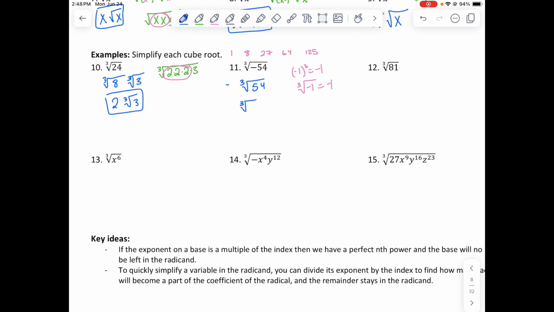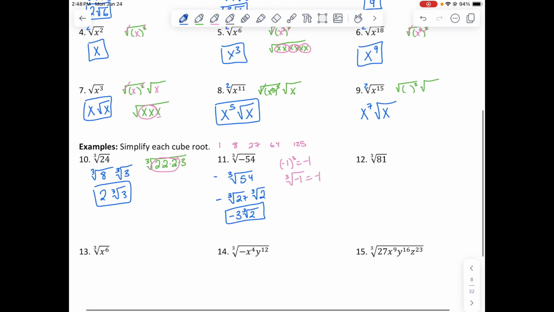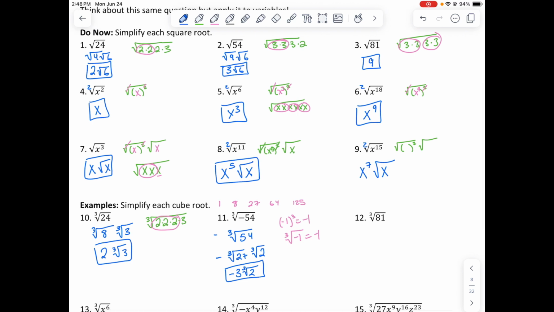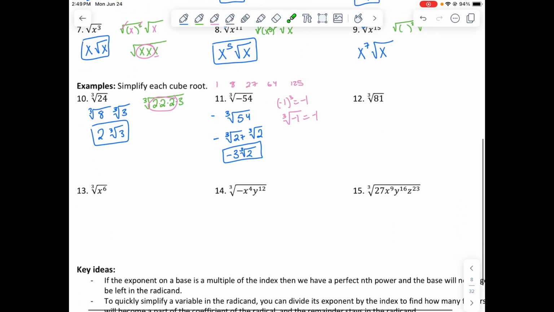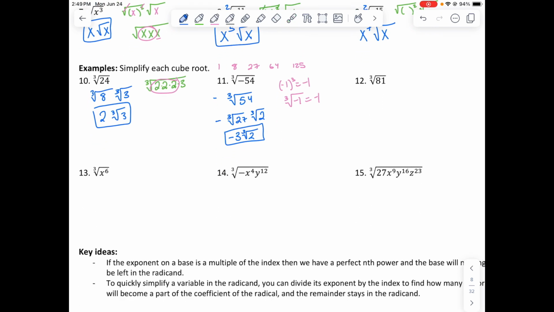And then I know that 54, the biggest perfect cube factor that goes into that, is 27. So I have the cube root of 27 times the cube root of 2. That gives me 3 times the cube root of 2. In this case, negative 3 times the cube root of 2. I could write out all of my factors. If I look back up above to see its prime factorization here, I'd be circling 3 3s, and so I'd have a 2 left inside, and I'd have 1 factor of 3 on the outside as a coefficient.